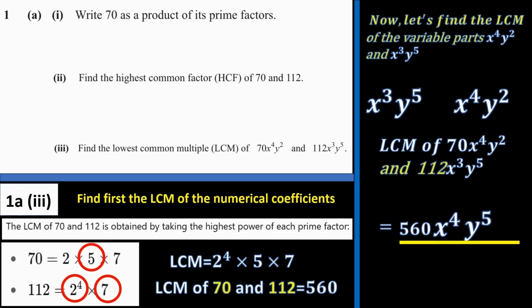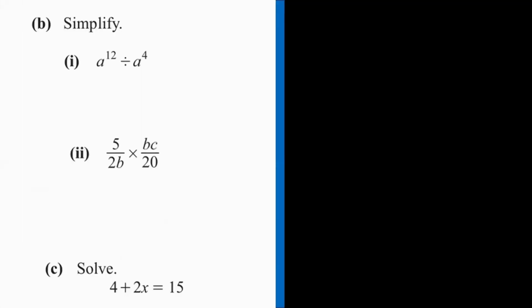We are proceeding now to the next question, and that's the B part. Here we are solving B(i). We have a raised to power 12 divided by a raised to power 4. We are asked to simplify. How do we simplify this?